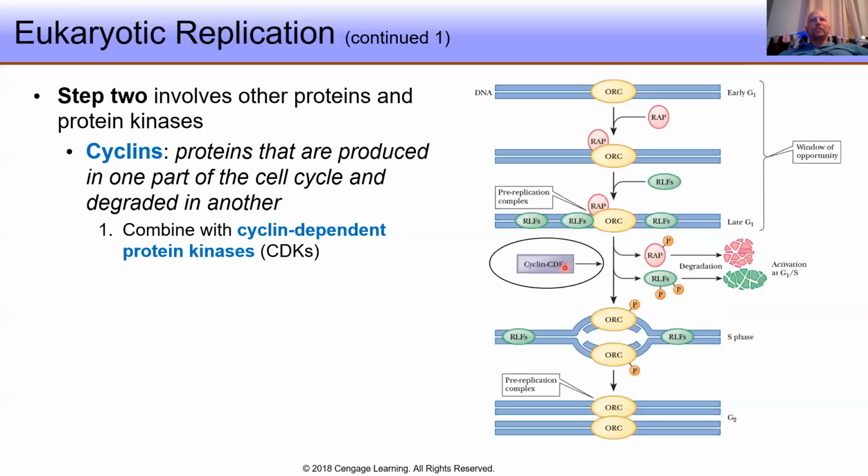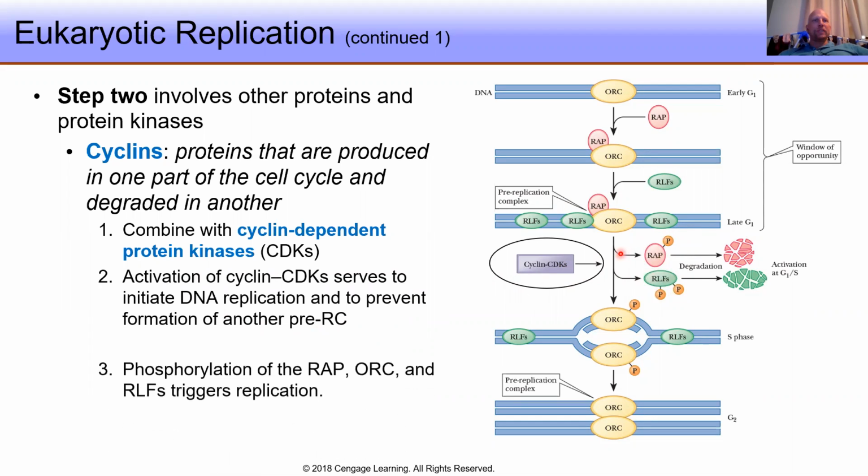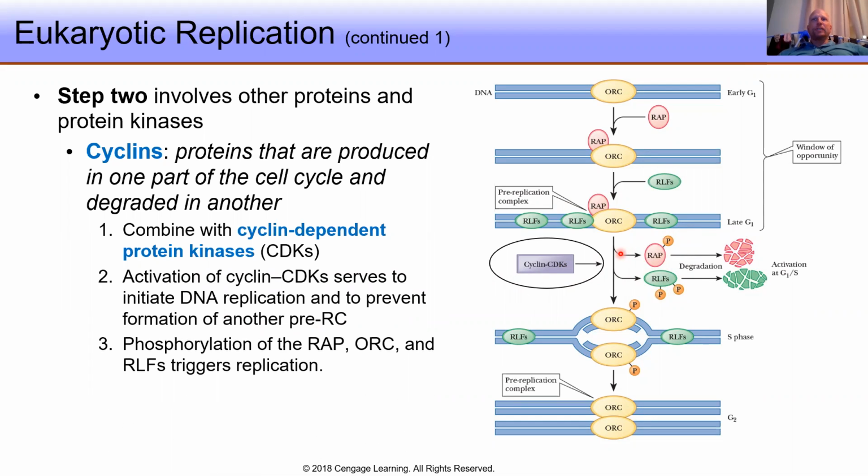And what do kinases do? Well, they phosphorylate things. So they activate or initiate DNA replication by phosphorylating a couple of these groups of proteins from the pre-replication complex. So you can see we've phosphorylated the RAP and the RLFs. And this triggers the process of and commits us to replication of DNA, which is going ahead here in S phase.